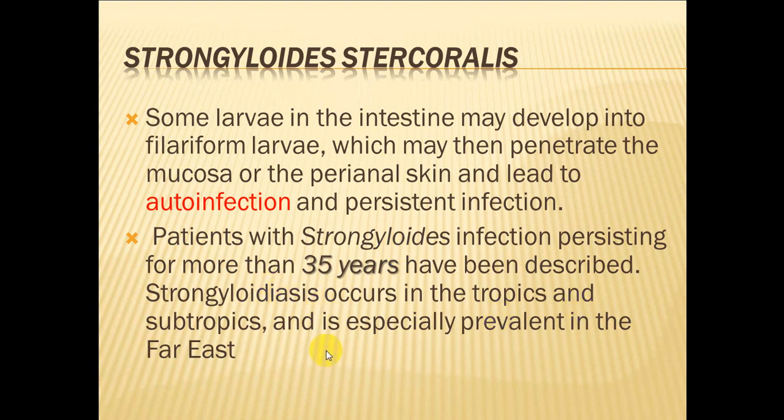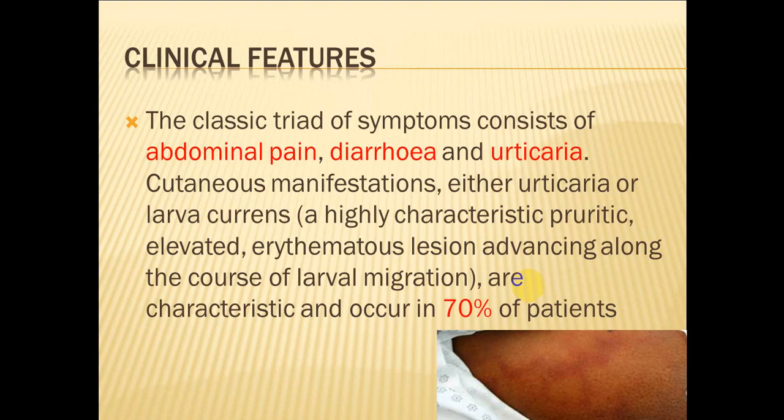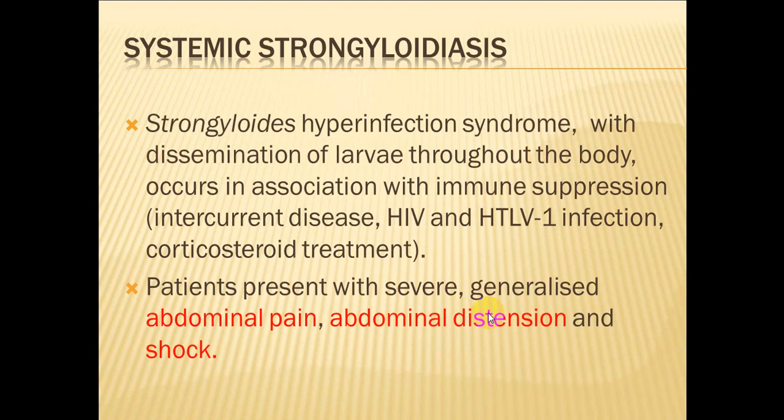Strongyloidiasis occurs in the tropics and subtropics, especially in the Far East. The clinical feature is the classical triad of abdominal pain, diarrhea, and urticaria. Why urticaria? Because the female larvae move in the subcutaneous tissue. Urticaria is highly characteristic and occurs in 70% of patients.